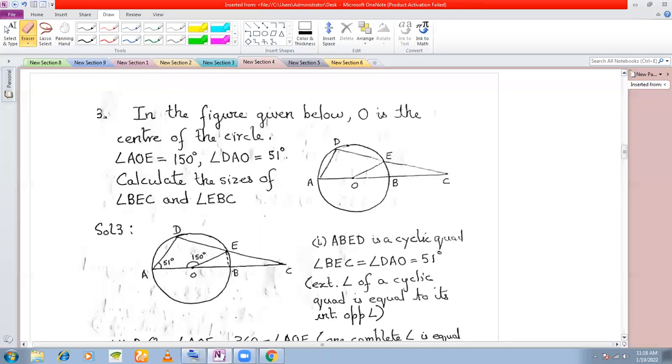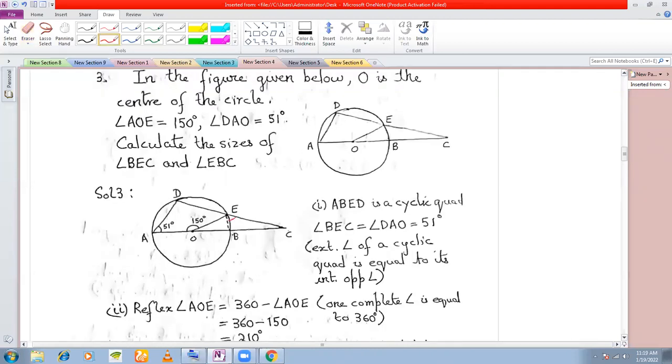You need to calculate angle BEC. That means this angle you need to calculate, right? So first, how will you calculate BEC? If you see ABED, all these four lie on this circle. So ABED, this quadrilateral that is formed, is a cyclic quadrilateral. And BEC is the exterior angle of the cyclic quadrilateral. And which one is the interior opposite angle? This one. So these two angles must be equal. So this will also be 51 degrees. Let's write this. We have found this angle to be 51 degrees.